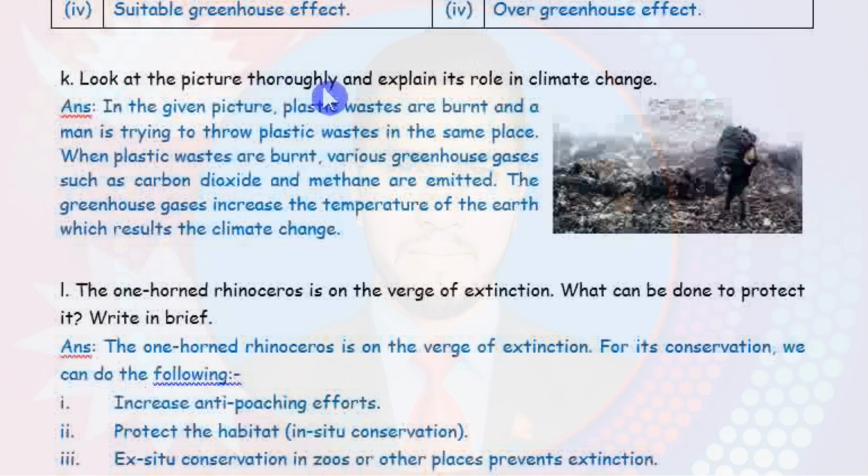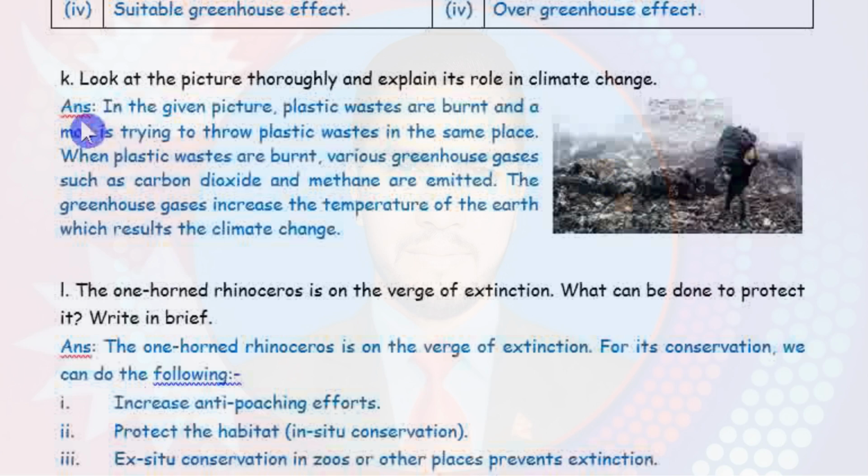Look at the picture thoroughly and explain its role in climate change. Okay, here look at the picture. Here one person is holding a large plastic bag, and inside there I think there are plastics, and in the background there is plastic. There are plastic wastes and they are being burnt here.